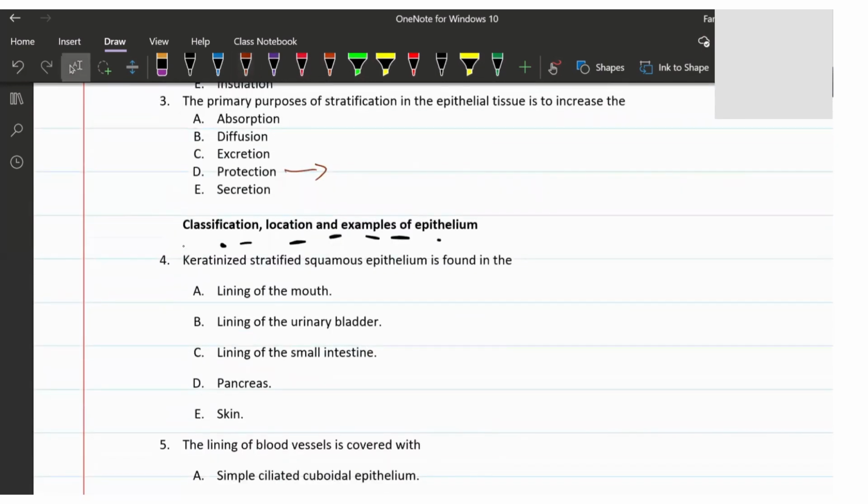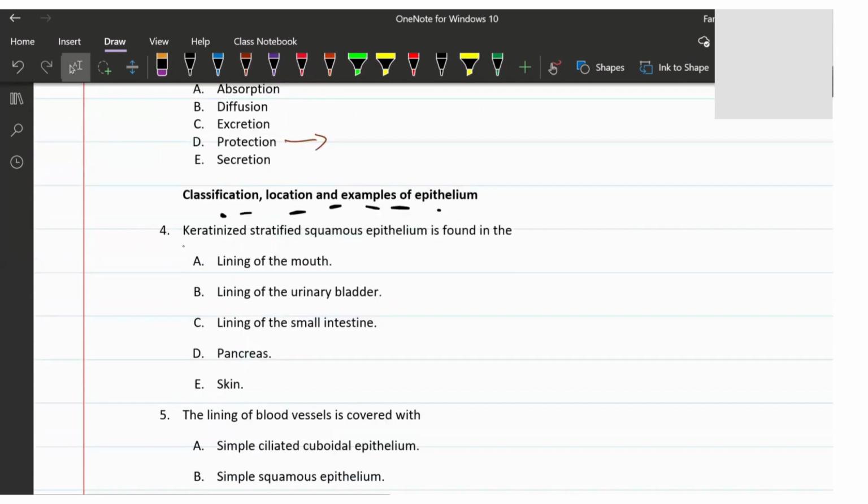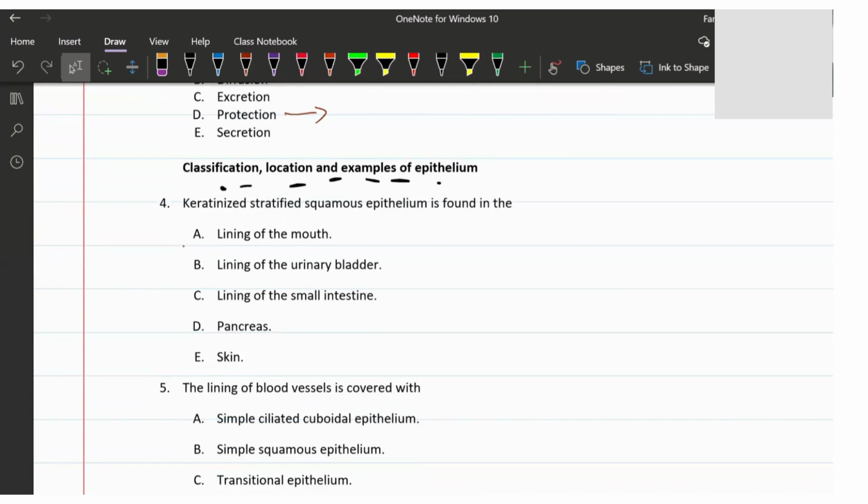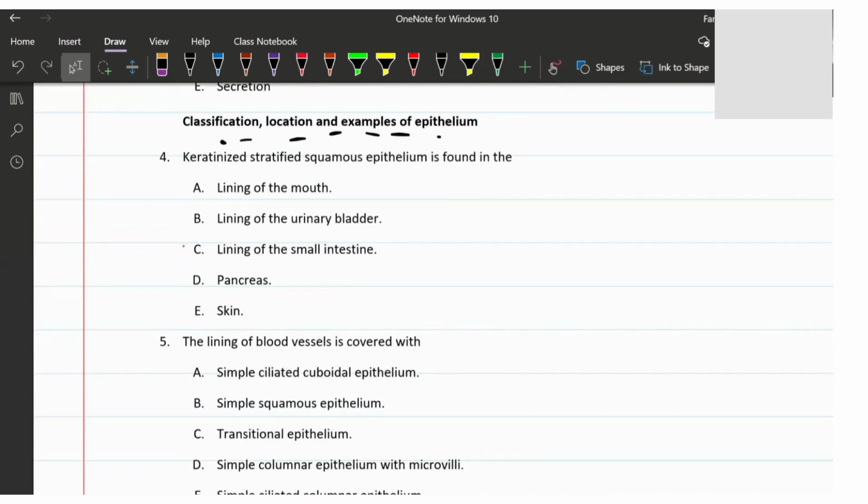So now the next questions are regarding the classification, location, and examples of the epithelium. So keratinized stratified squamous epithelium is found in the. So these are the questions. Now simple squamous epithelium is found in the. Stratified columnar epithelium is found in the. Okay, so these questions can come in these ways.